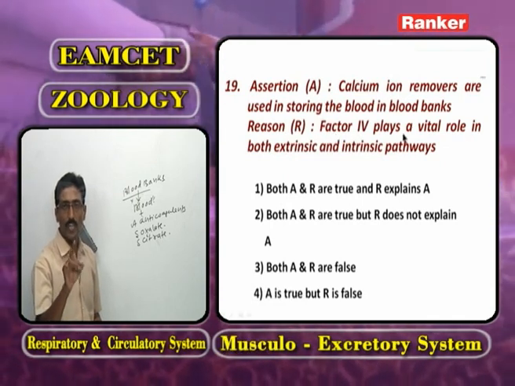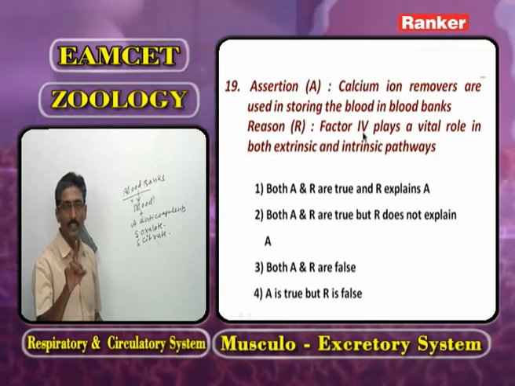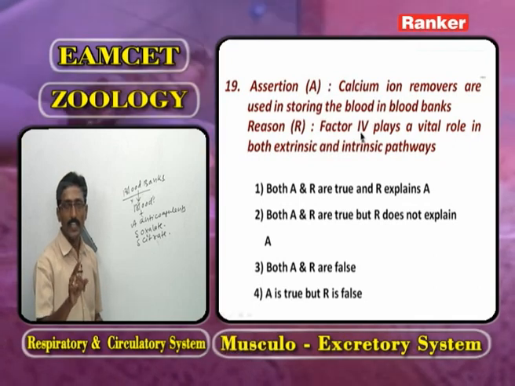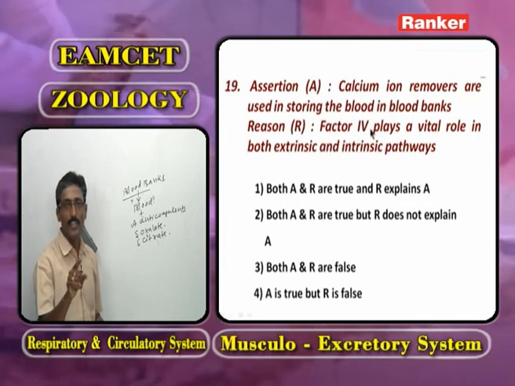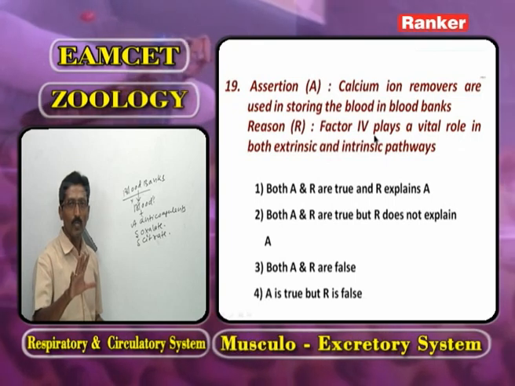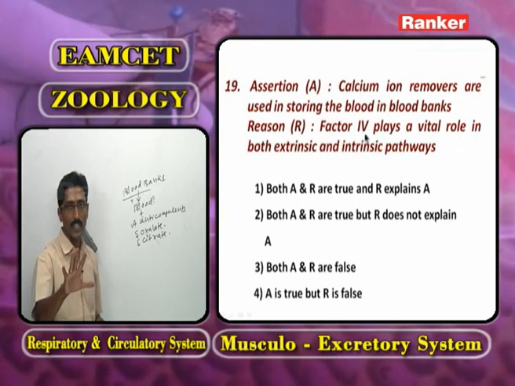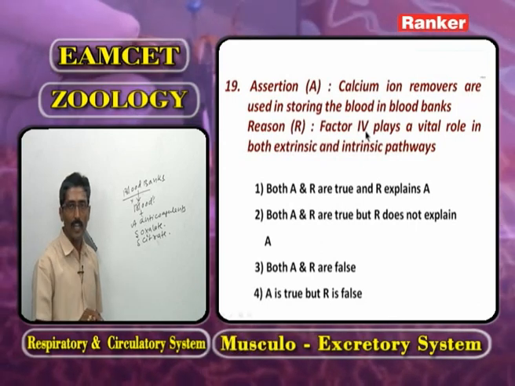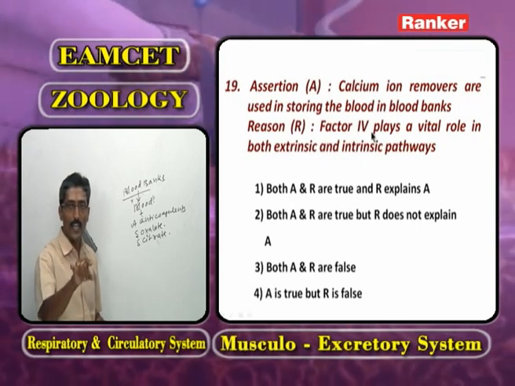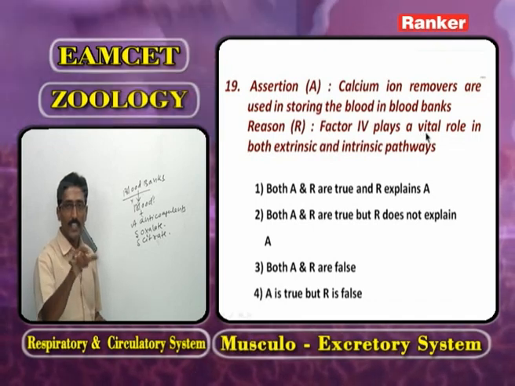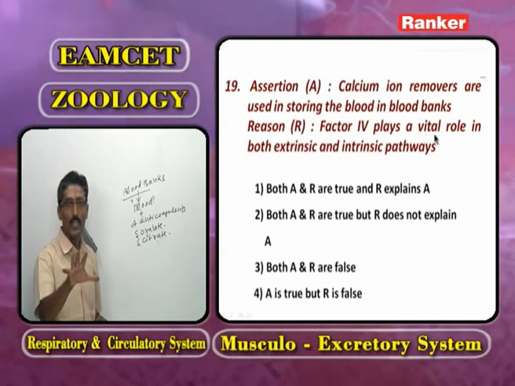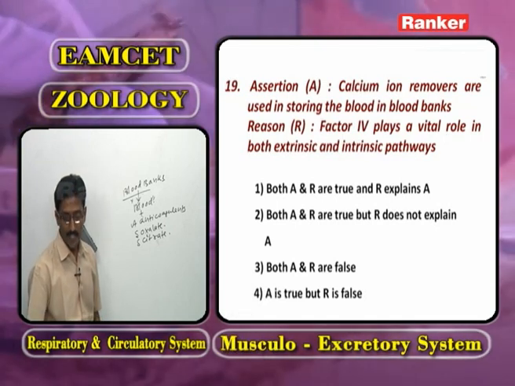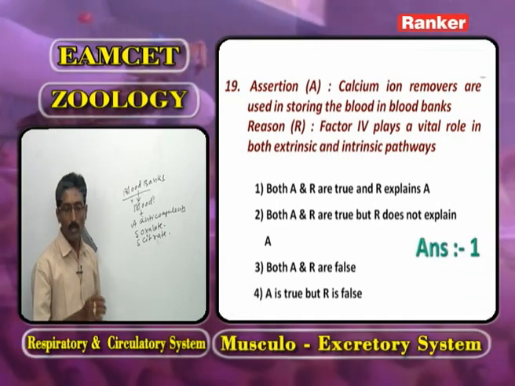In order to coagulate blood, how many factors are required? 13. How many? 13. In the 13, recently what is omitted? The sixth factor. But anyhow, how many factors are required? 13. In the 13 factors, what is the fourth one? The calcium ions. The calcium ions play a role in the extrinsic and intrinsic pathways to coagulate the blood. So, both are correct. R explains A. Now we go for the next question.